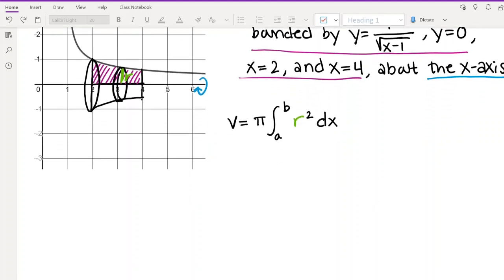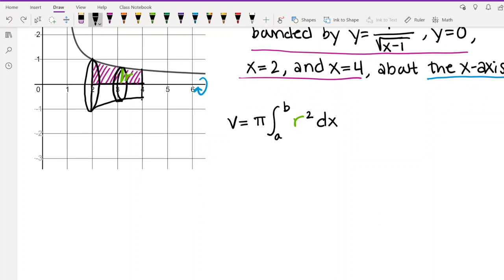And so what we're going to do is replace where we wrote r with what we just said r was, right? So we're going to replace it with the function 1 over the square root of x minus 1. And then what are the bounds? Well, in this case, the very first slice is going to happen at x equal to 2, and the very last slice is going to happen at x equal to 4.